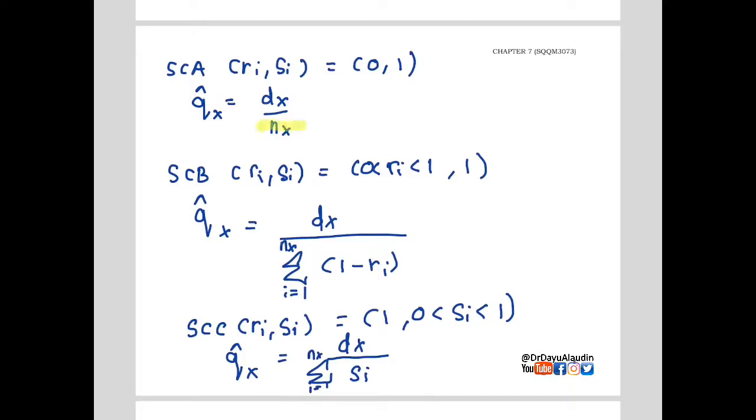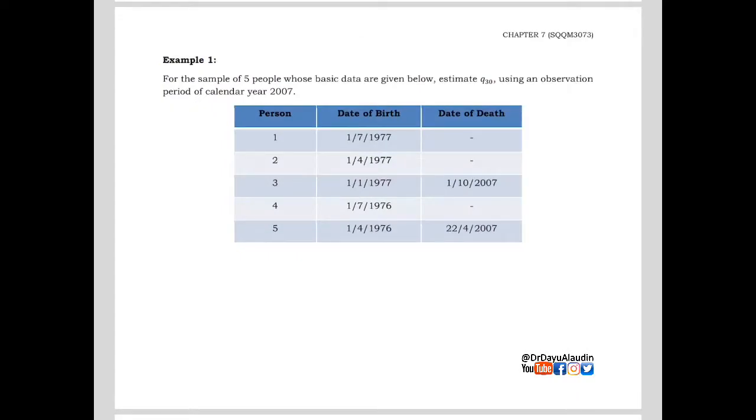So the difference between each case is the denominator. Okay, let's try example 1. For the sample of 5 people whose basic data are given as below, estimate Q30 using an observation period of calendar year 2007. Estimate Q30 meaning that the interval estimate is from 30 to 31.